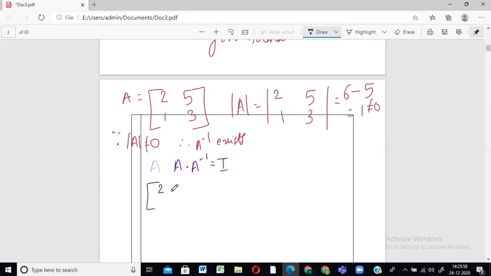A ka value we have 2, 5, 1, 3. A inverse we don't know. We'll keep it as it is, which is equal to identity. Identity, since it's a order 2, so identity will also be of order 2. Okay, is this much clear? All right. So now there are a few things you have to remember.